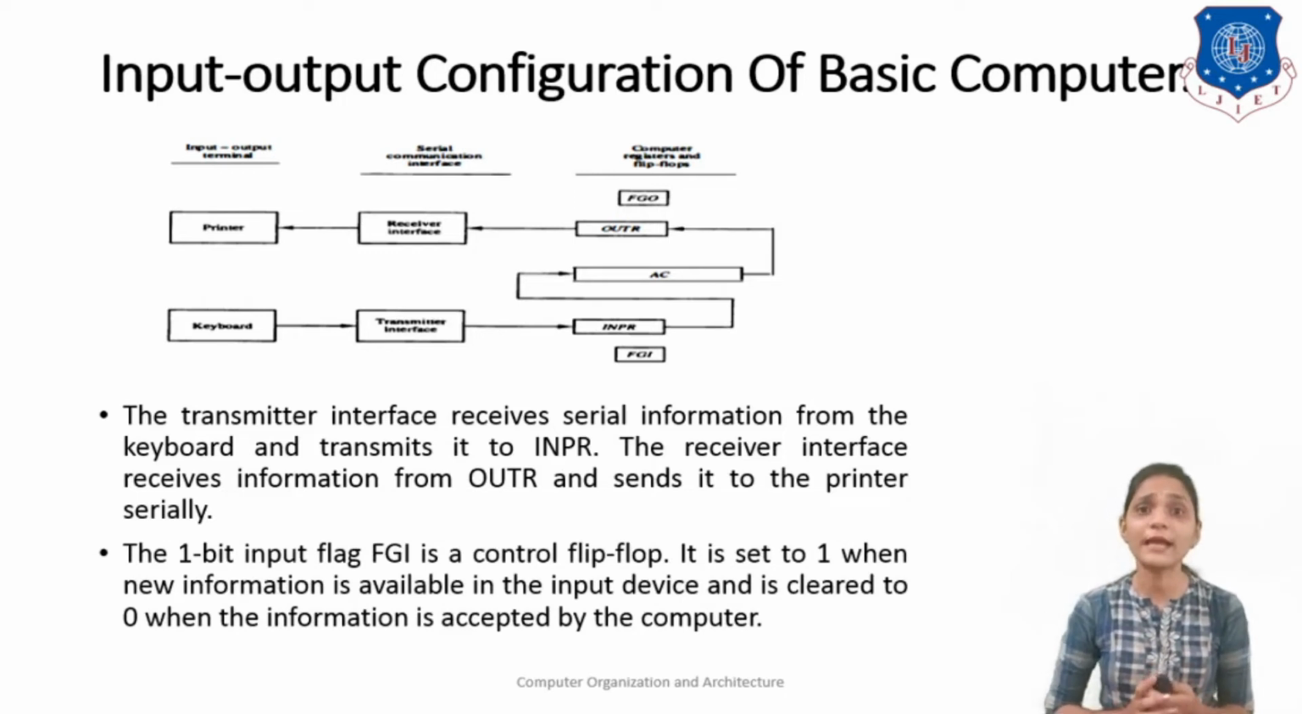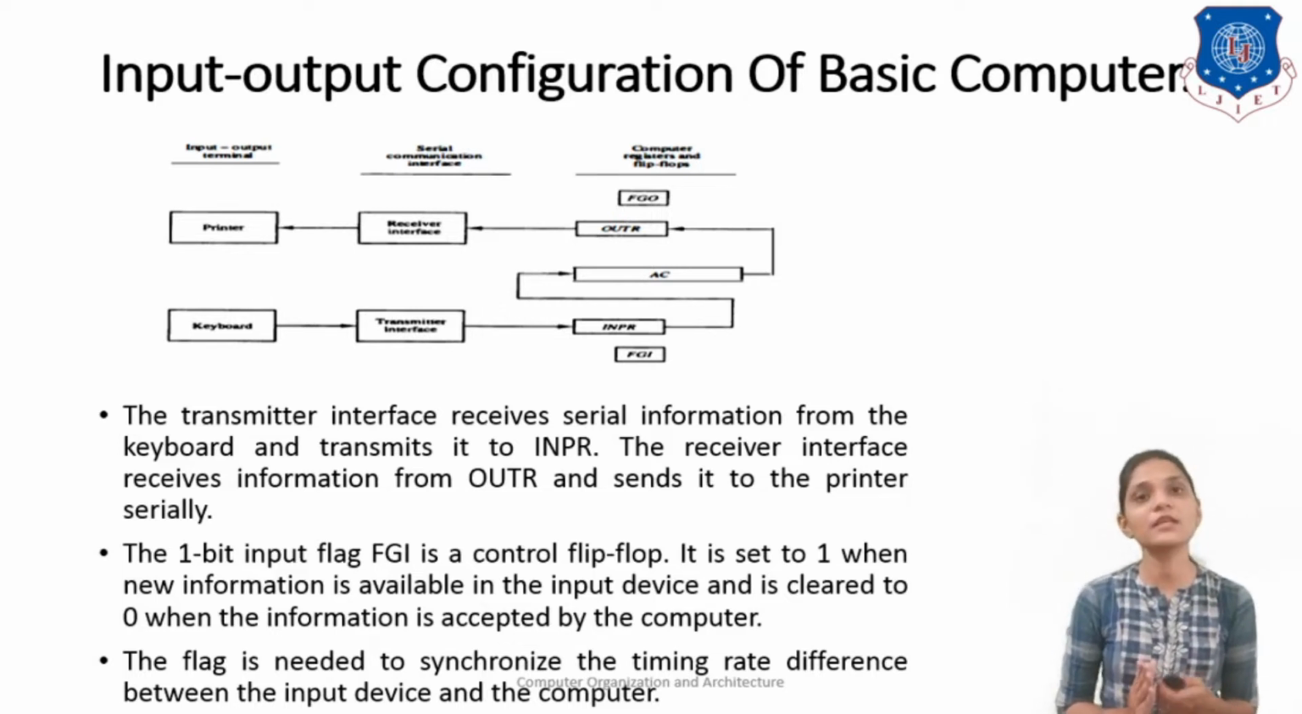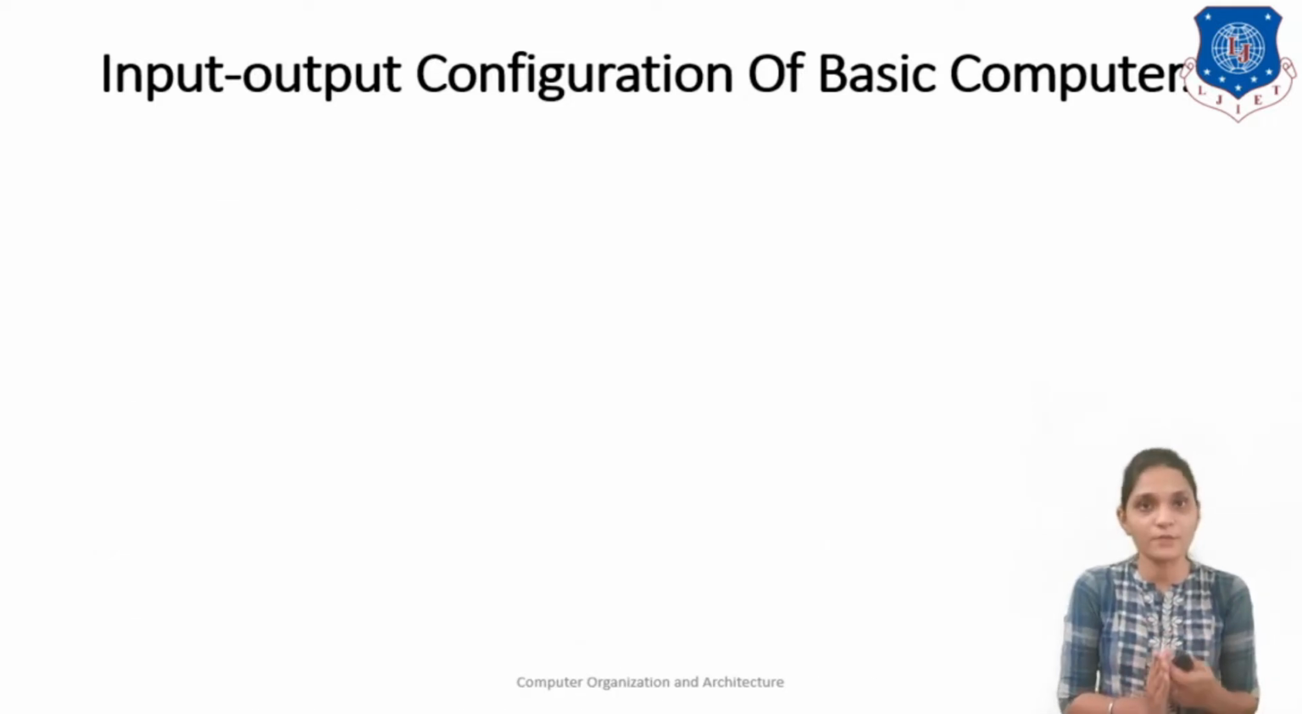The 1-bit flag FGI controls the flip-flop. It is set to 1 when new information is available in the input device, and it is cleared to 0 when the information is accepted by the computer. So we are using this FGI flag, and this flag is needed to synchronize the timing rate and the difference between the input device and the computer.